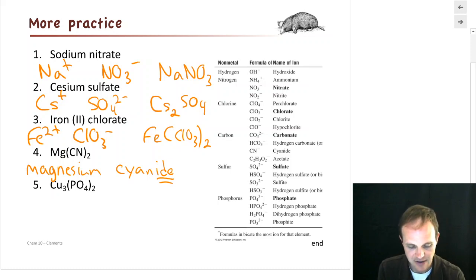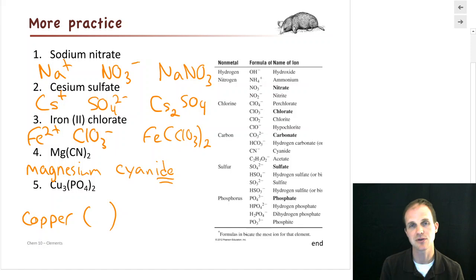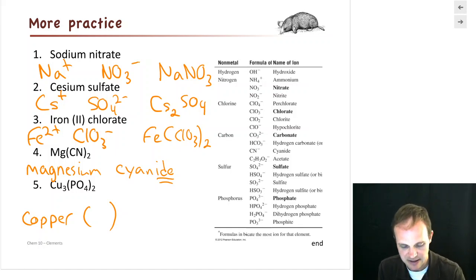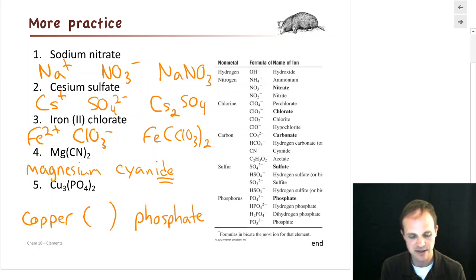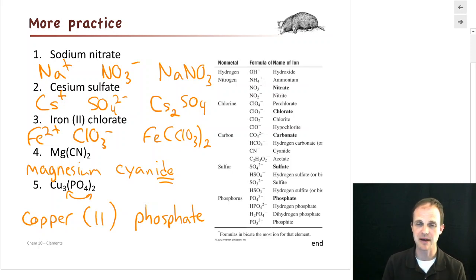And at last, I've got copper and phosphate. And so I write copper here. And I look, where's copper on the periodic table? It's a transition metal. If it's a transition metal, you're going to put those parentheses there. Okay. So copper, parentheses, I know it's going to be phosphate, because that's what PO4 is when I look at the table. But I just need to figure out the charge. Easiest way is the switch rule. Right, that 2 on the phosphate becomes the 2 on the copper charge. You can also do it by balancing out the charges, as we've been showing you before.